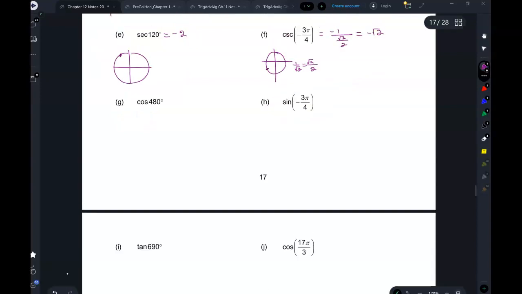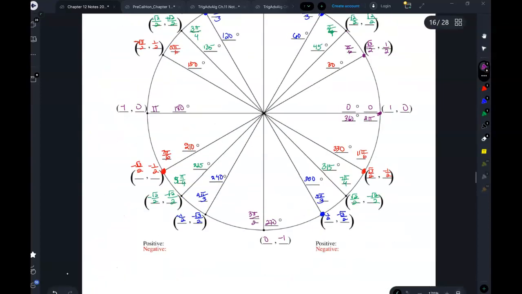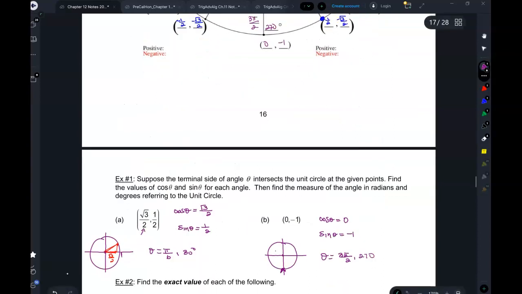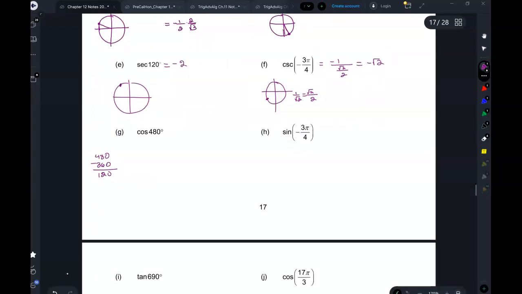Okay? All right, cosine of 480. So 480 minus 360, because we're going to go over one circle. It's going to be 120. So now let's see if we can just visualize this. How do I get to 120? I have to go horizontally negative 1/2, up root 3 over 2. So what is this asking us? For the cosine, I have to go horizontally negative 1/2, so that's what I get.